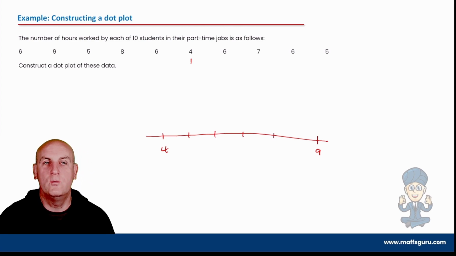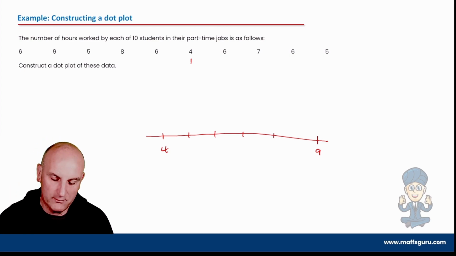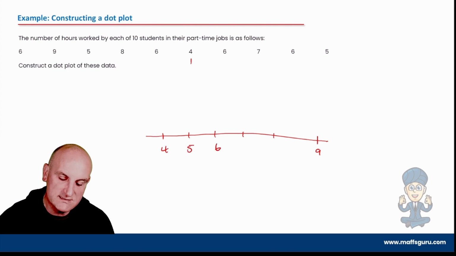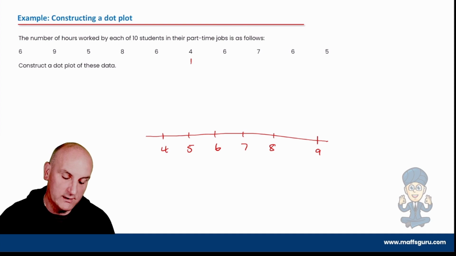Now again, what's the problem with that? My gaps aren't equal, so I probably should have left the 9 till a little bit later on, but we'll go with it for a moment. 4, 5, 6, 7, 8. And what are we going to do now? I'm just going to do my dots. 6, do a dot, cross it through. 9, do a dot, cross it through. 5, do a dot, cross it through. 8, do a dot, cross it through. 6, do a dot. 4.